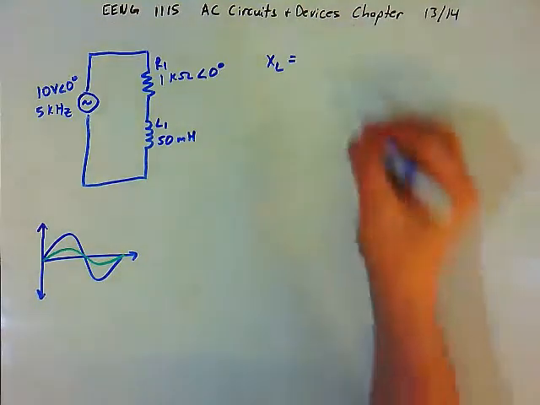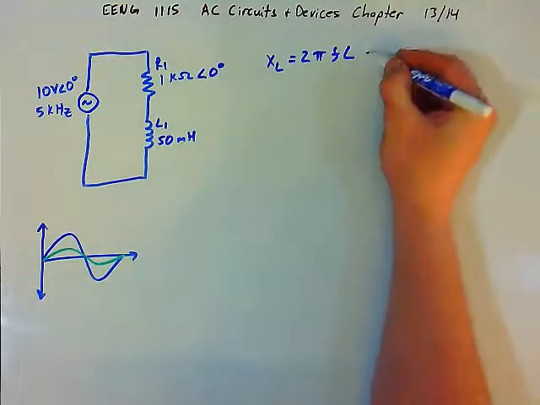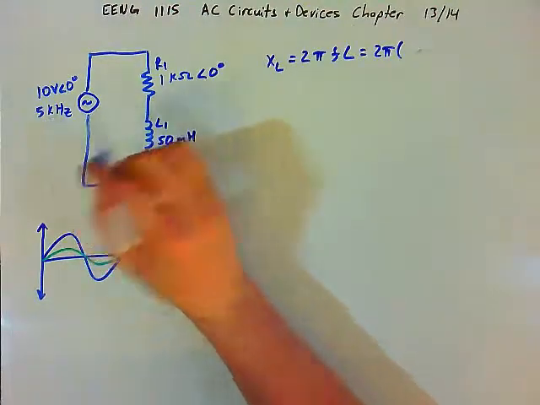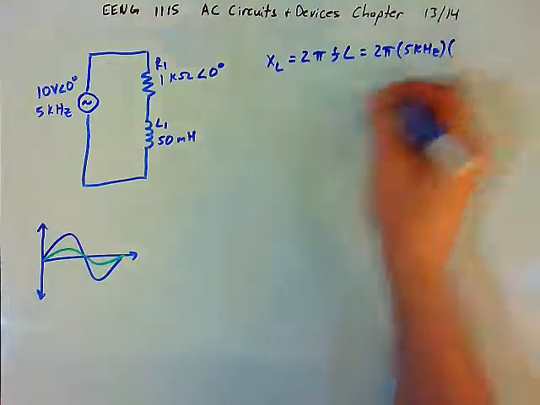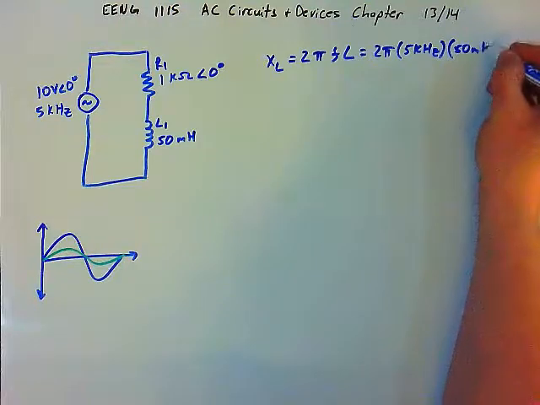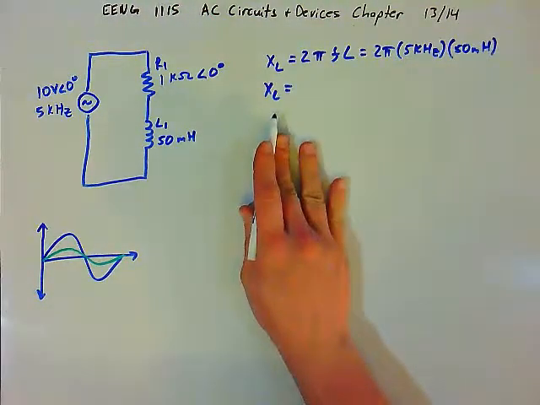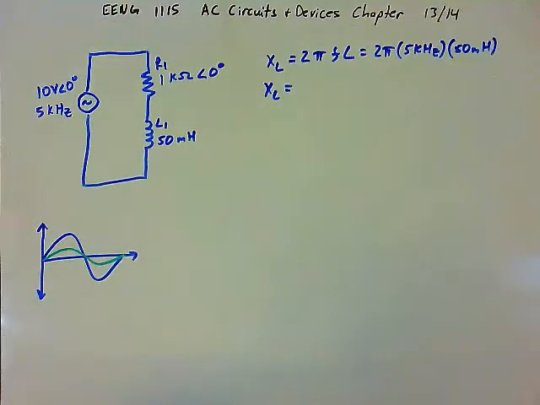And so again, the formula for X sub L is 2 times pi times F times L. So we'll have 2 times pi times the frequency of this circuit, which is 5 kilohertz, times the inductance, which is 50 millihenries. We have to start solving any AC circuit by first finding the inductive reactance. The inductance itself doesn't tell us a whole lot about the effects that the inductor has on the circuit. Not until we find X sub L do we find that out.